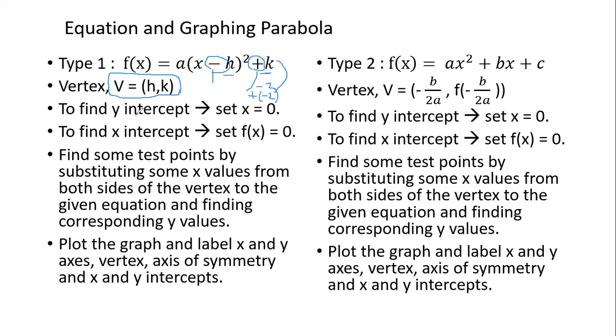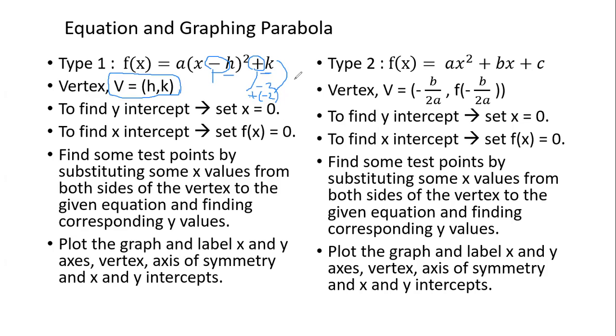We know to find the y-intercept, we set x to 0. To find the x-intercept, we set f(x) to 0. f(x) here means y. Then find some test points by substituting some x values from both sides of the vertex into the given equation and find the corresponding y values. Plot the graph and label the x and y axes, vertex, axis of symmetry, and x and y intercepts.